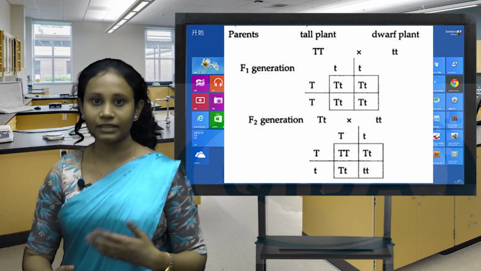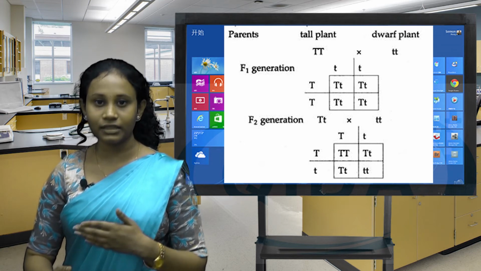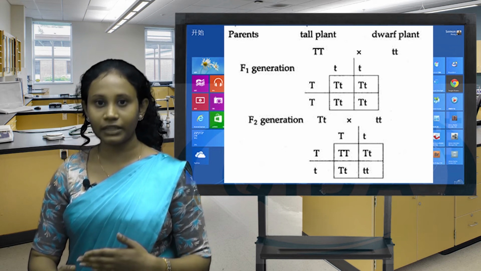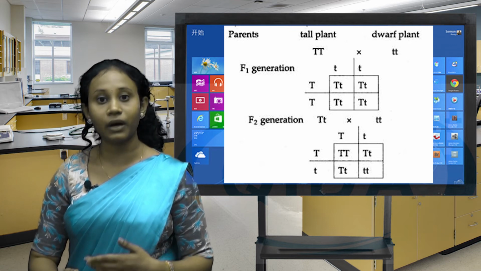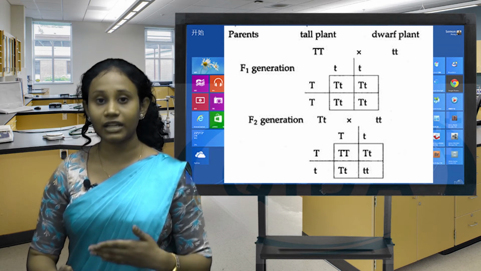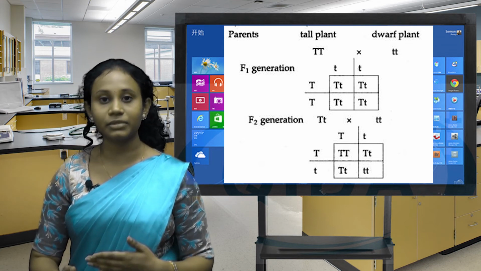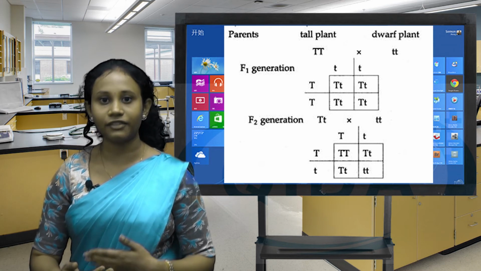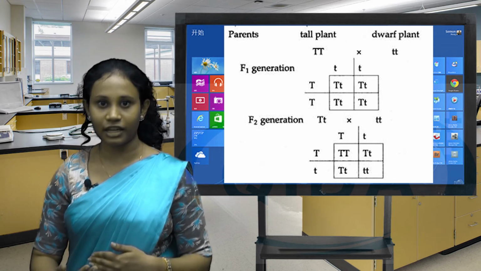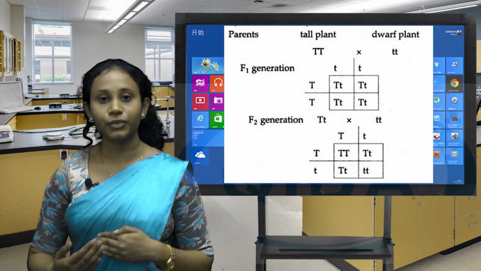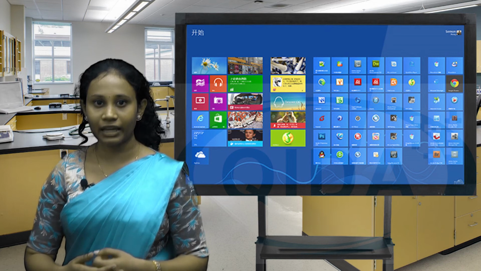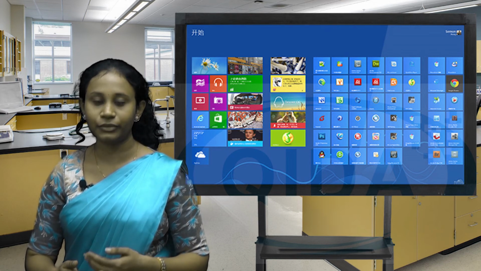The second cross, that is capital T simple t versus capital T simple t, produces one capital T capital T, two capital T simple t and one simple t simple t. The first three genotypes give us the tall plants, while the simple t, the recessive, gives us the short plants. This shows us that 75% of the offspring are tall and 25% of the offspring are short. This is how we can explain Mendel's cross using the diagram.